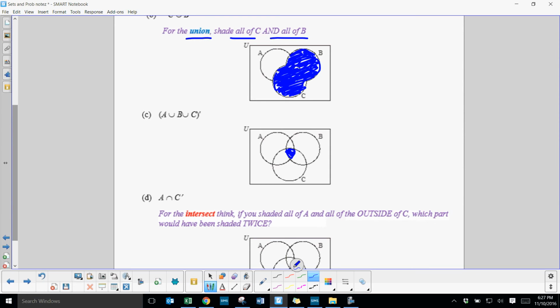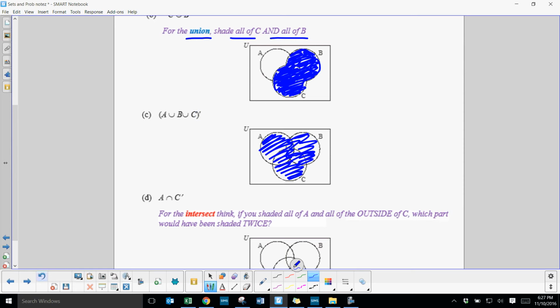Oh sorry, no that's not, that's the intersect. So the union of A, B and C is all of this part here. But what they're asking, because it's got the dash here, is the complement. So everything outside of the union.